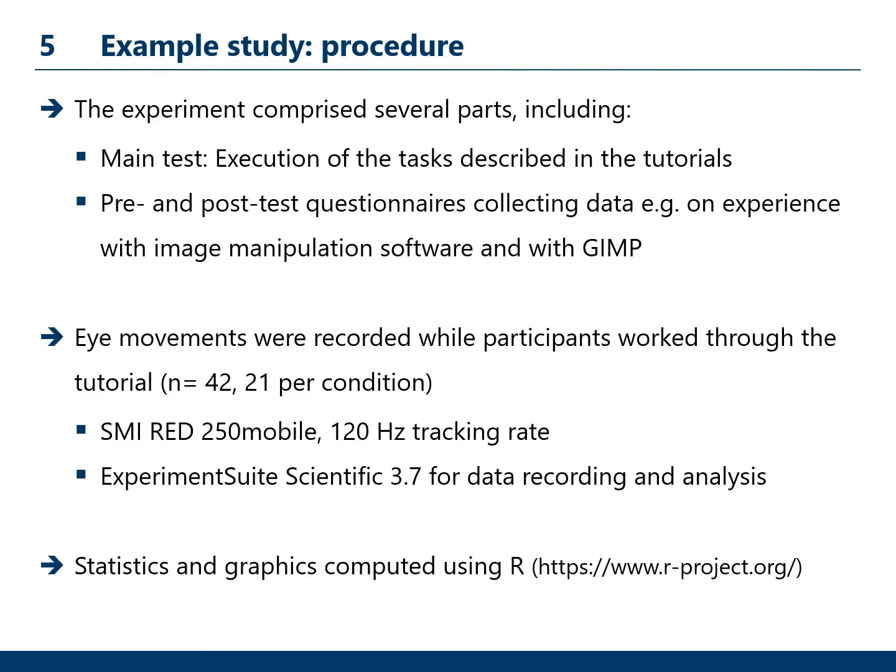The test session comprised several parts, including the main test, where subjects had to work through the tutorial, and pre- and post-test questionnaires collecting demographic data and data on experience with image manipulation software in general and GIMP in particular. We recruited 42 subjects and assigned them randomly to one of the 2 conditions. We used an SMI RED 250 mobile tracker with tracking rate set to 120 Hz. Experiment Suite Scientific and R were used for running the experiment and analyzing the data.